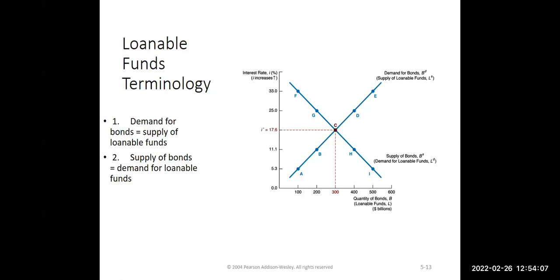There will be a point where the demand for loanable funds will be equal to the supply of loanable funds, and that will be the point where the equilibrium interest rate is determined. Because if the demand for loanable funds is greater than the supply of loanable funds, what will happen?